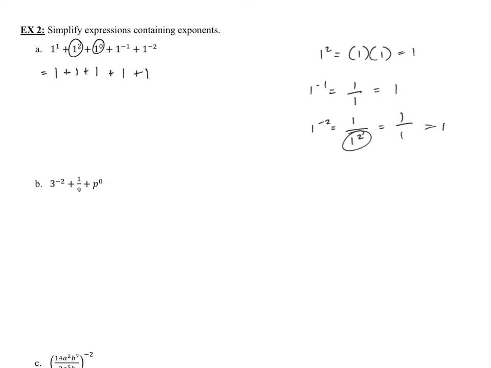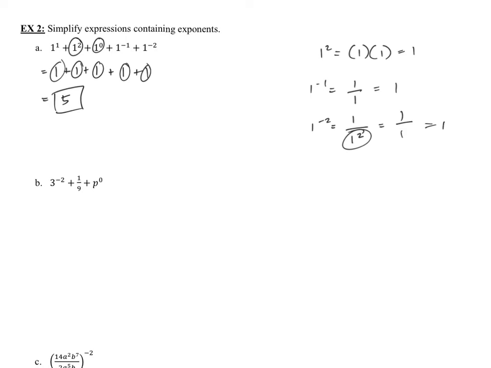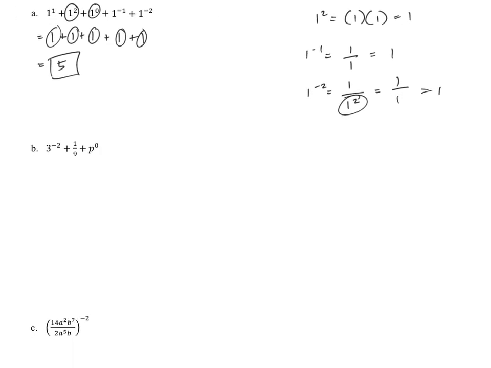Whoa, this is so strange. 1 seems invincible to any power you throw at it. It's like the ultimate avenger. Okay, let's add them up. 1 plus 1 plus 1 plus 1 plus 1 is 5. And there we go, we simplified this. So 1's a rather neat number because a lot of the times, the exponents don't do anything to it. It just comes back as 1.